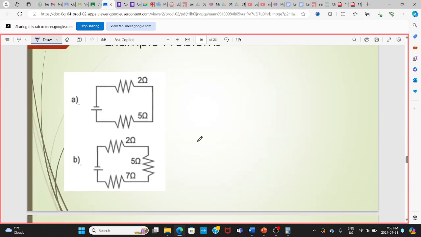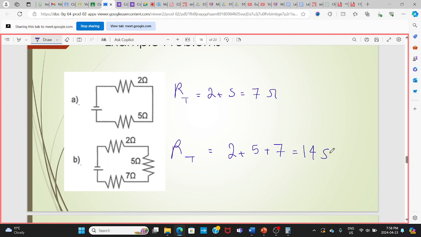Now we have this, and we want to find the total R of the system. They are in series, so R total simply is 2 plus 5, which is 7 ohm. Same thing, they are in series. R total is 2 plus 5 plus 7, which is 14.